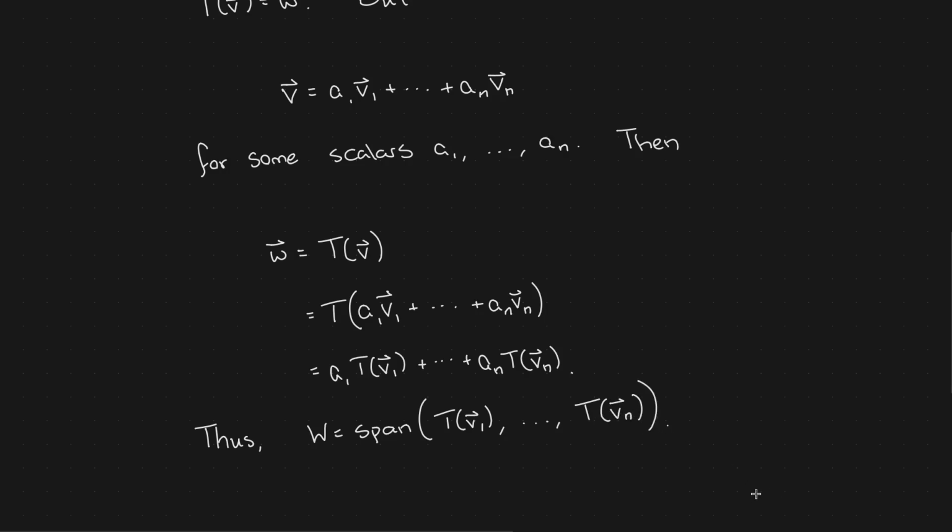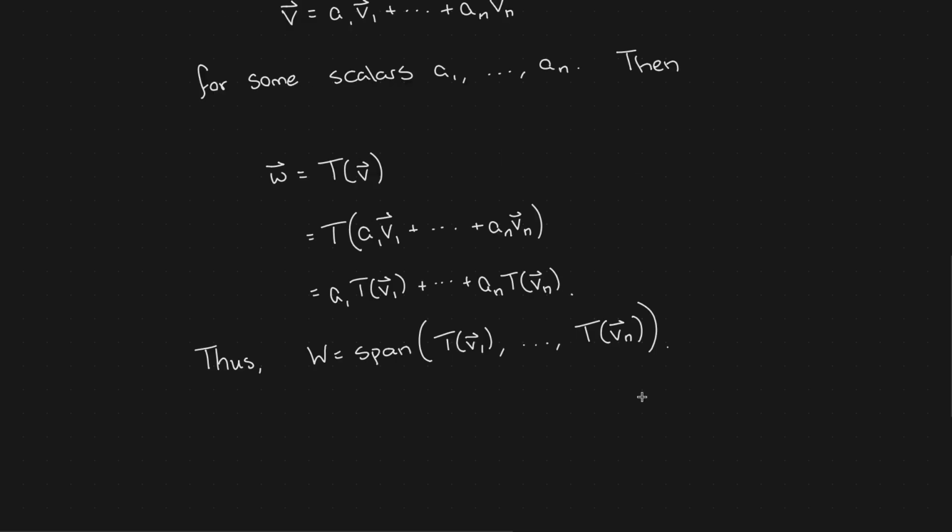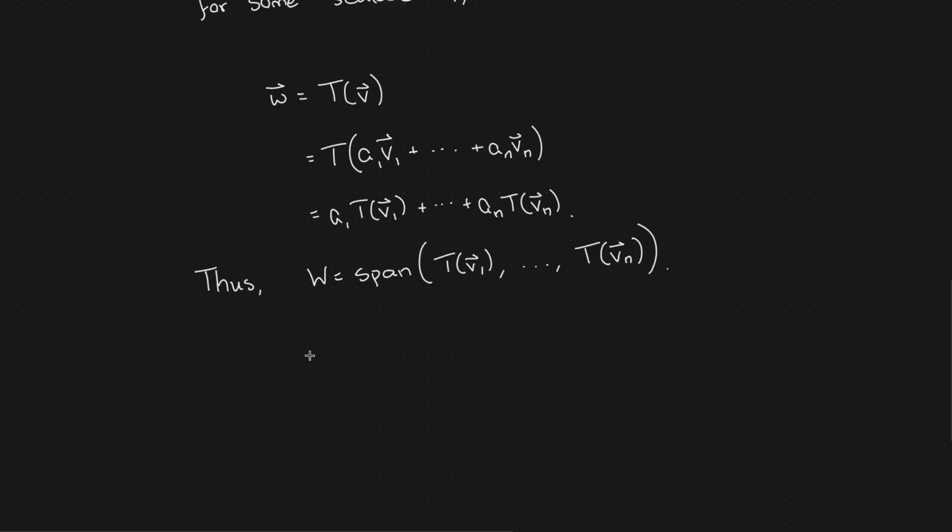Okay, so that's property one. The vectors need to span vector space W in order to be a basis. Property two, they need to be linearly independent. Next, we will show the vectors Tv1 to Tvn are linearly independent.